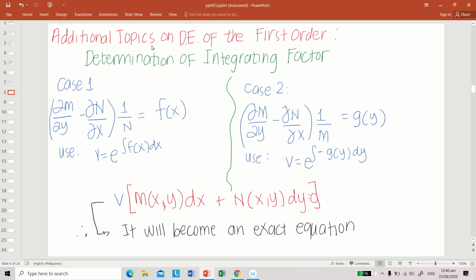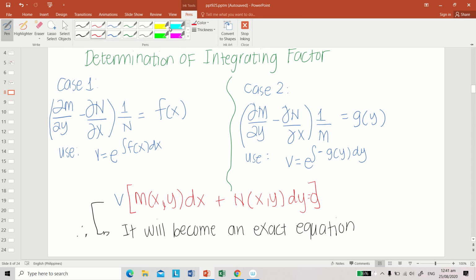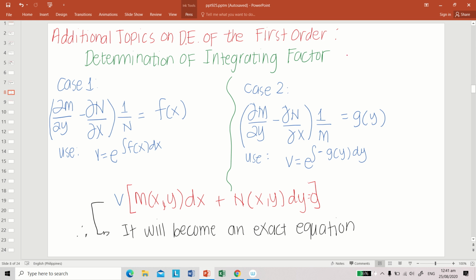So our topic for today is all about additional topics on differential equations of the first order, specifically the determination of the integrating factor. So for example, we have a function M(x, y) dx plus N(x, y) dy equals 0.